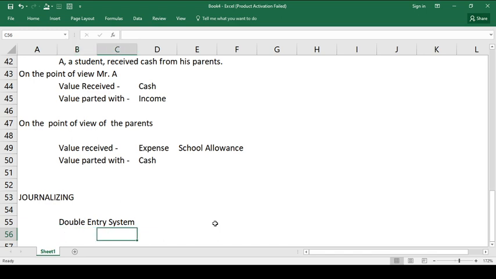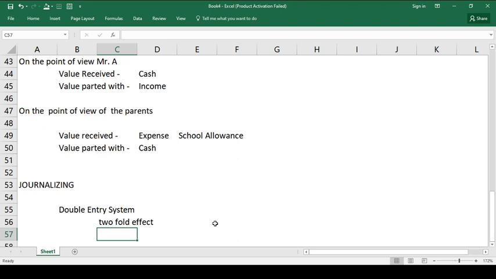Yung double entry system uses the twofold effect, no? Kaya nga twofold effect kasi we need to determine the increase part and the decrease part at the same time. We are in the philosophy saying that sa bawat increase na meron tayo, there is always a decrease. Or sometimes sa bawat increase, merong additional increase na naman. Kung isa nag-increase, posible may increase din sa isa. Twofold, parating dalawa yung effect. Hindi lang po yung effect sa isa.